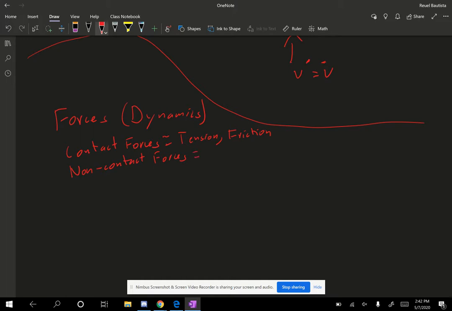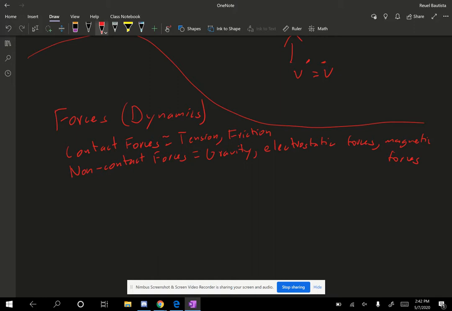Non-contact forces are forces that require no contact. Things like gravity, electrostatic forces, and magnetic forces, or electromagnetic forces. All of those things, or nuclear forces and stuff like that, are non-contact forces. They don't need something to touch for the force to happen.